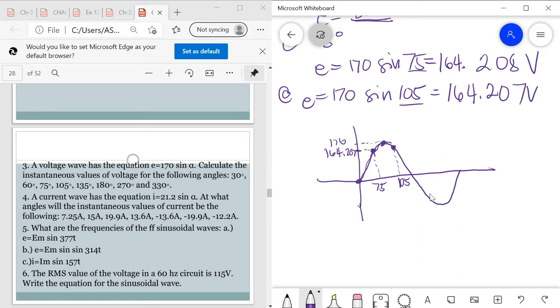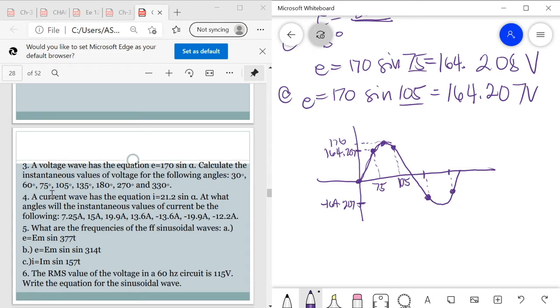Again, at negative half cycle, there will be again a negative value of 164.207 at a certain degree. So, nandito. Okay? So, ano yung degrees dito? So, you can solve that one. Kung ano yung value ng mga degrees dito.